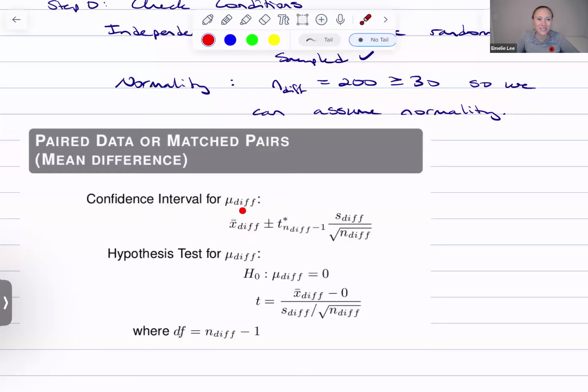If I want to build a confidence interval for mu diff, x bar diff plus or minus t star times s diff over the root of n diff, that's the exact same formula that we just had. We just have little diffs sprinkled everywhere.